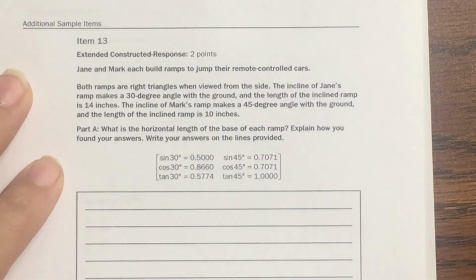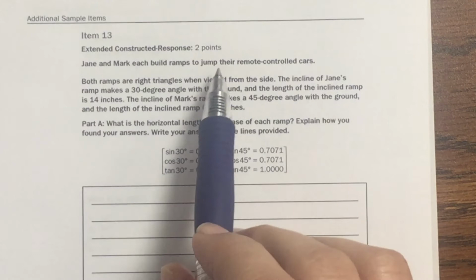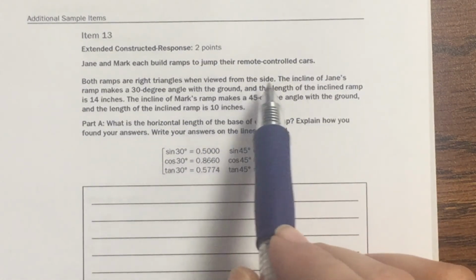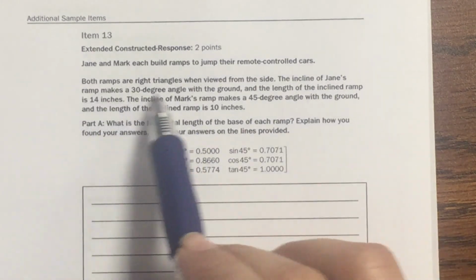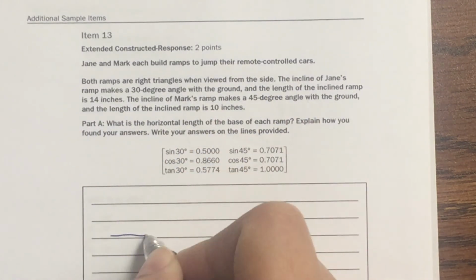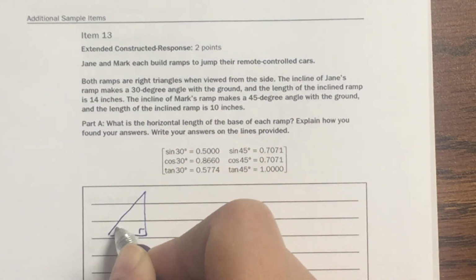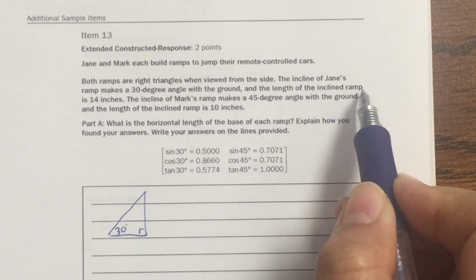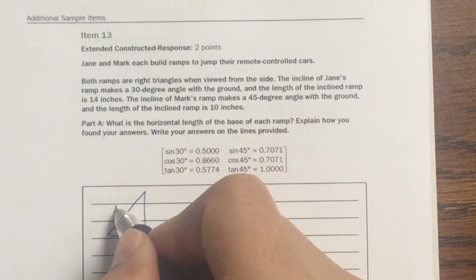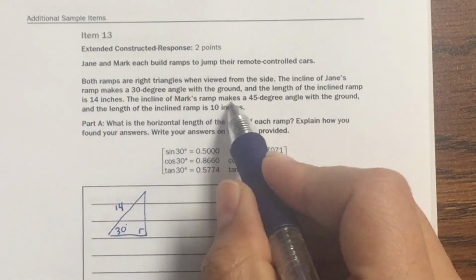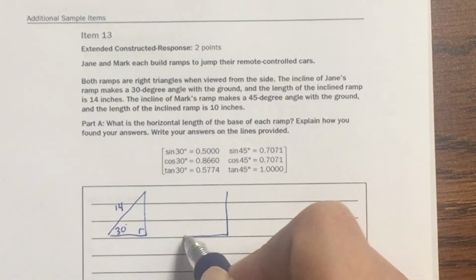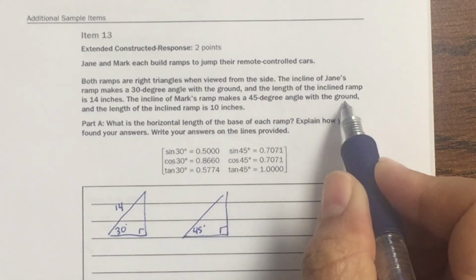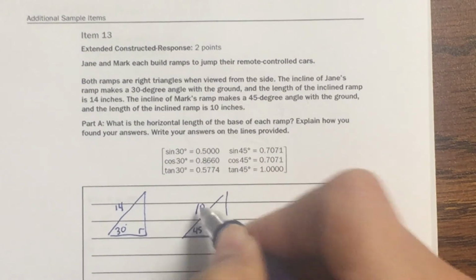All right, number 13. Jane and Mark build ramps to their remote control cars. Both ramps are right triangles when viewed from the side. The incline of Jane's ramp makes a 30-degree angle. So here's a ramp, 30-degree angle with the ground. The length of the inclined ramp is 14 inches. So the ramp is 14 inches. The incline of Mark's ramp is 45 degrees with the ground, and the length of the inclined ramp is 10 inches.